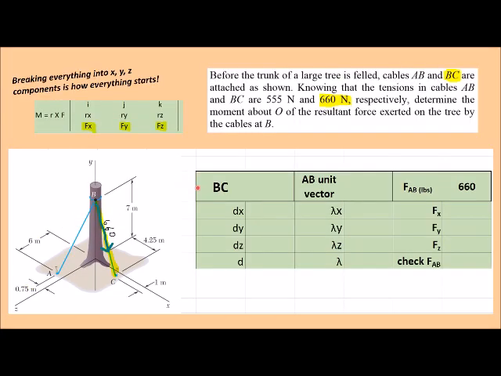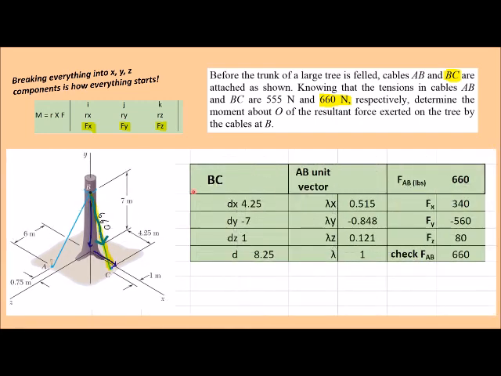Same thing for the next cable, BC. This is where it's nice to set it up in Excel because you can just copy and paste those same tables around, fill out a couple different numbers. X direction, we're coming forward 4.25 in the x direction. Y, it's the same tree trunk, we're coming down 7. DZ, there's our z component, so we're coming out 1 meter. There's our cable distance, here's our unit vector, and we can split this force into x, y, z components.